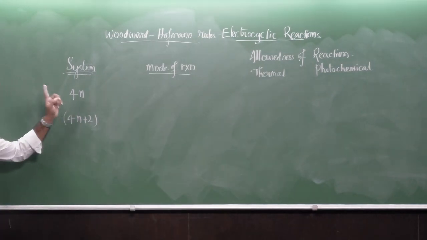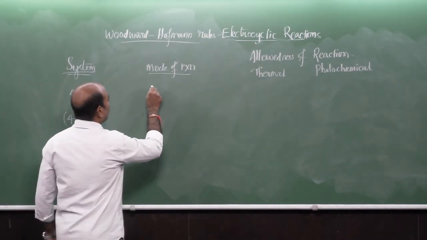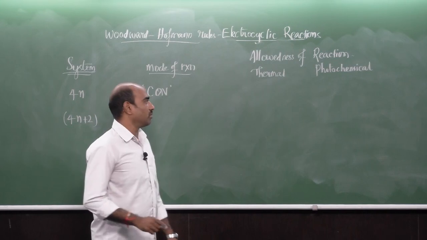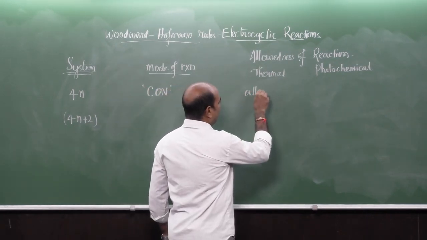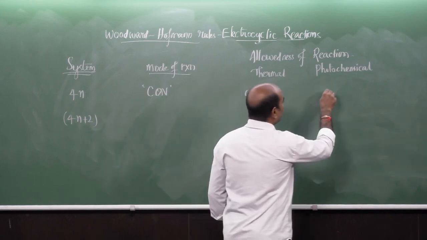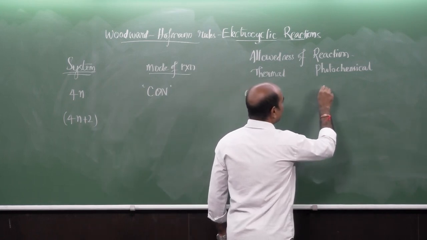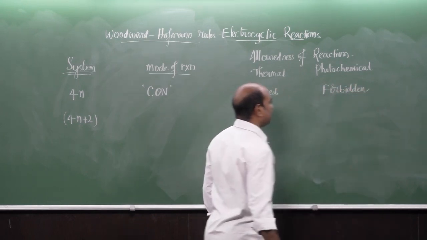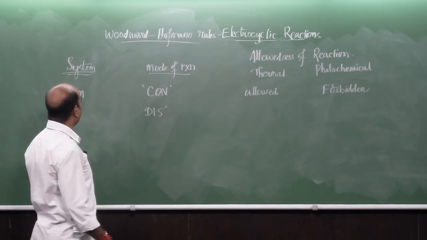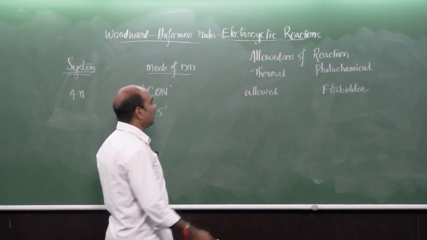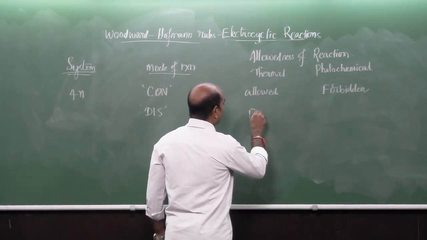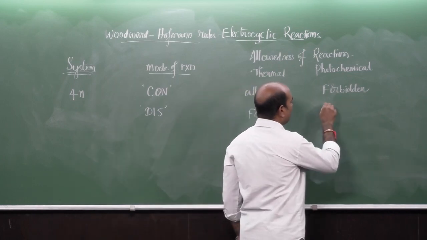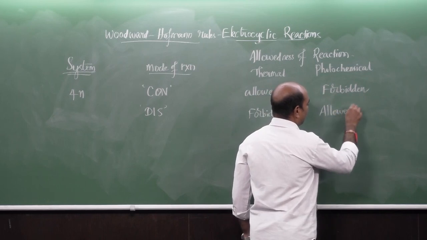So 4n electron system, that is butadiene, on con mode of rotation under thermal condition it is allowed, and under photochemical condition, as we are taking psi 3, it is forbidden. For the dis mode of rotation in the 4n system, under thermal condition it is forbidden, and in the photochemical condition it is allowed.